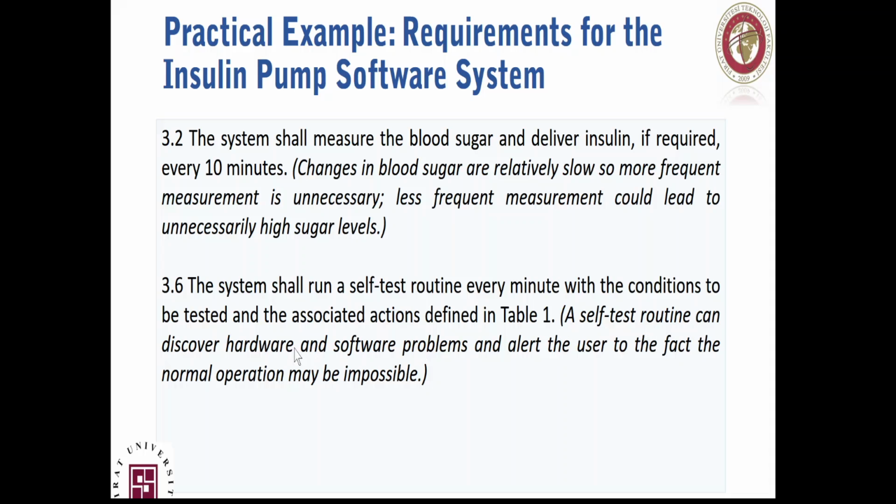A self-test routine can discover hardware and software problems and alert the user to the fact that normal operation may be impossible. Well, this is the idea. We run this self-test every minute to make sure that both our software and hardware are fine for normal operation. Otherwise, we may have a failure in the system, either software or hardware, and we are not quite sure about it. So self-test will give us an alert about the condition of the system.